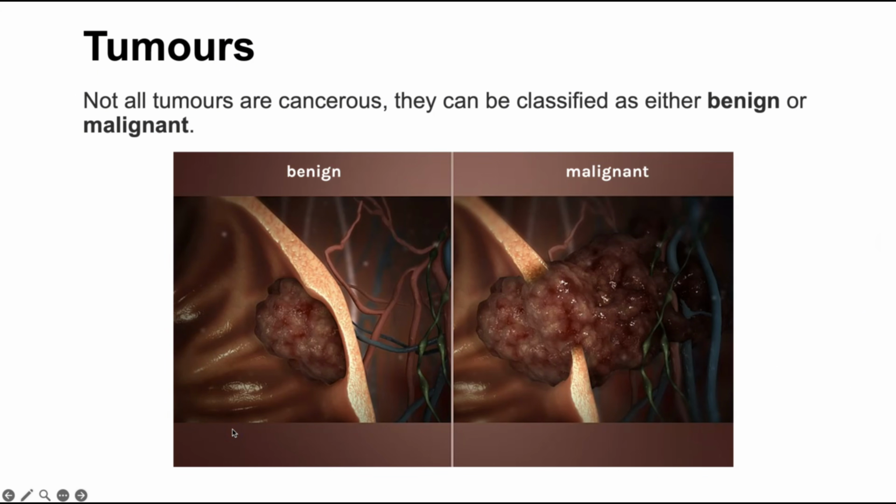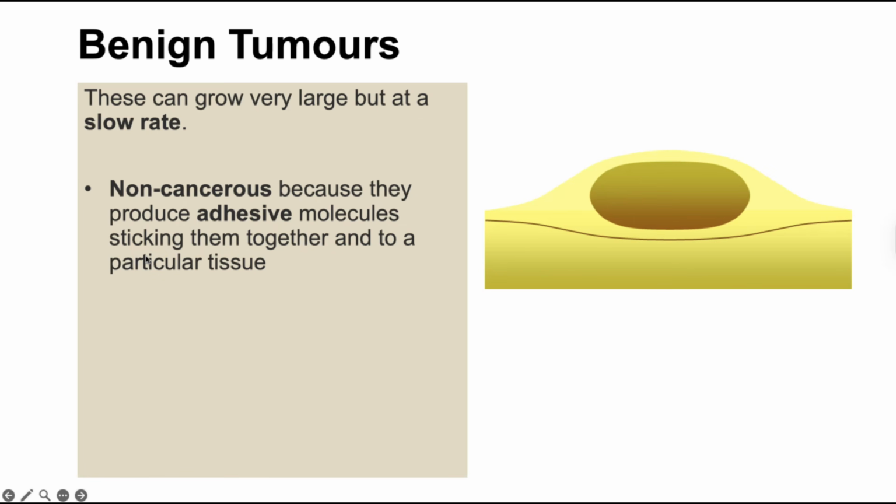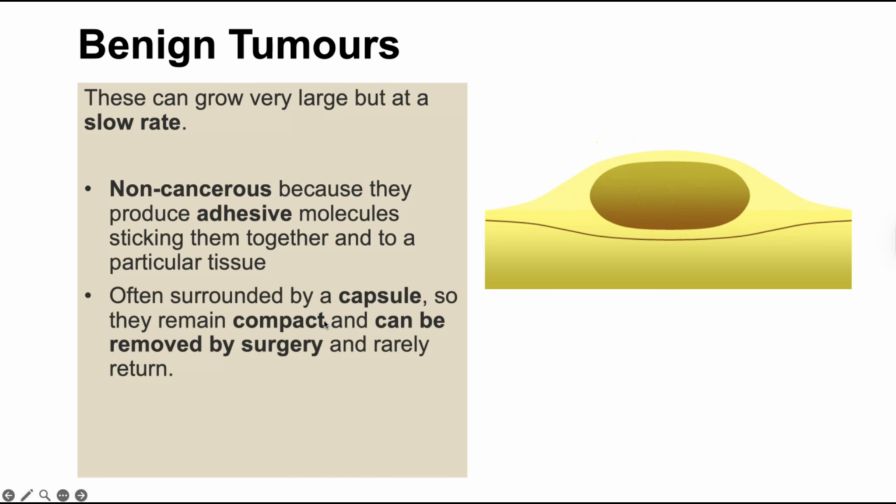Not all tumours are cancerous. They can be benign or malignant. So benign tumours, these are not cancerous. They grow, or they can grow very large, but just at much, much slower rates. And they're non-cancerous because they produce this adhesive molecule which sticks all of those cells together in a particular tissue, and they're often surrounded by a capsule.